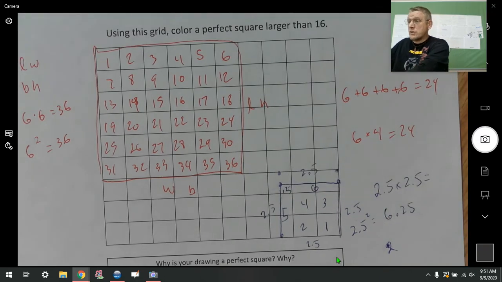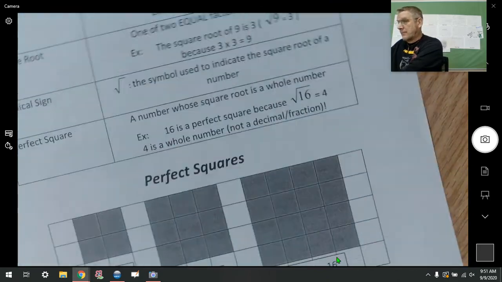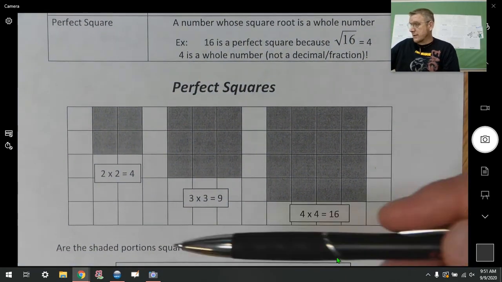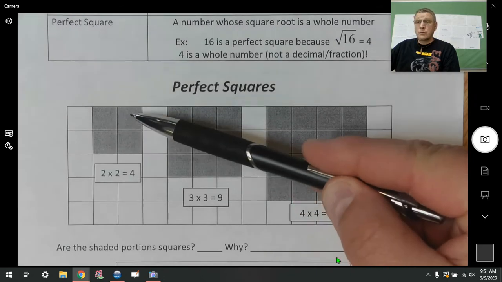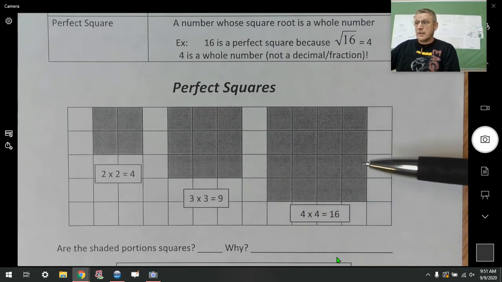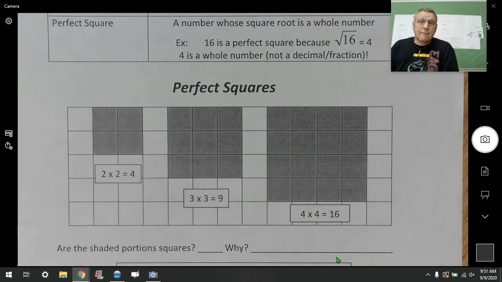Other types of perfect squares look like this. This has 4 squares in it: 1, 2, 3, 4. This one has 9. This one has 16. So they have those integers. That's why we call them perfect squares. They don't have 6.25 or some kind of number that might be some kind of decimal fraction. These are actually perfect squares in here.